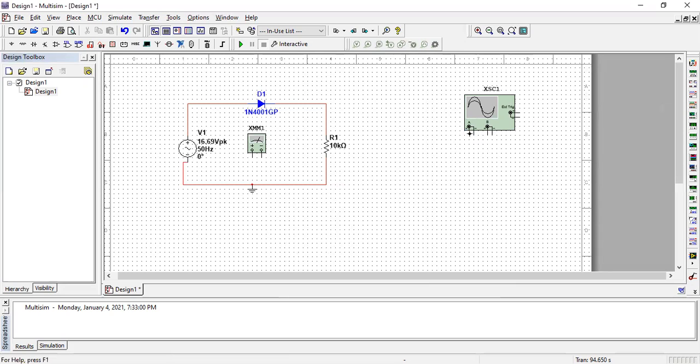So we'll connect positive terminal to positive and negative terminal to negative. Similarly for multimeter also, negative to negative and positive to positive. Okay. So circuit is completed now. Now we are ready to simulate our circuit.